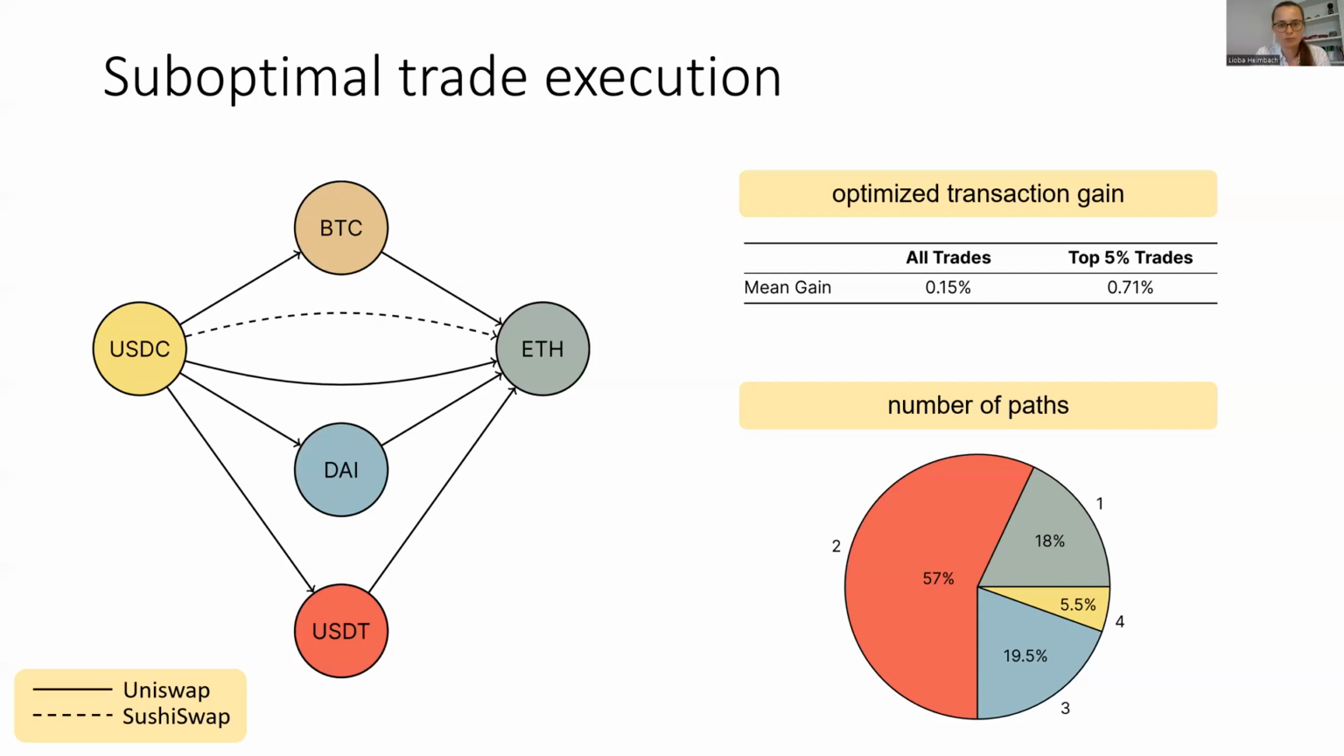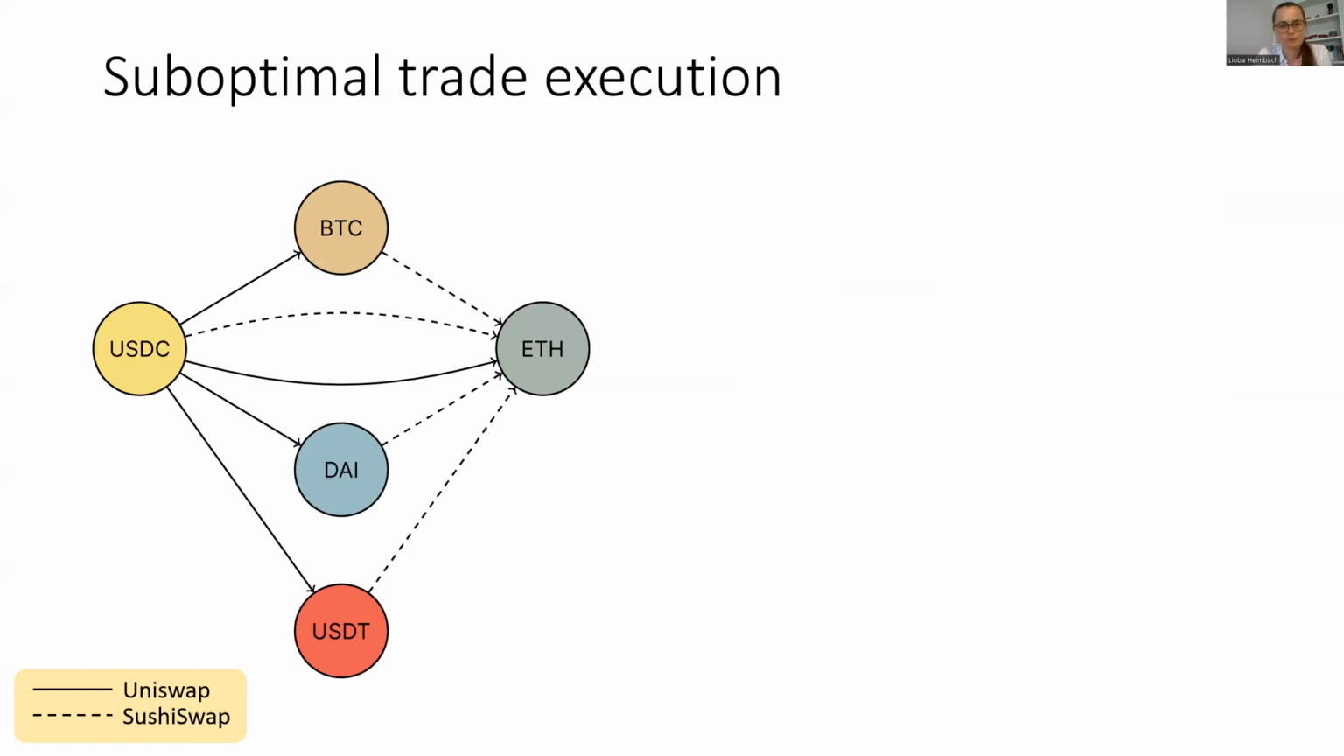However, for a small proportion of trades, they were also using 3 and more paths. And in these cases, it might also be a lack of liquidity that leads to these suboptimal trade executions. So now we then repeated the same analysis to include the less liquid pools, so the SushiSwap pools, in the set of independent paths.